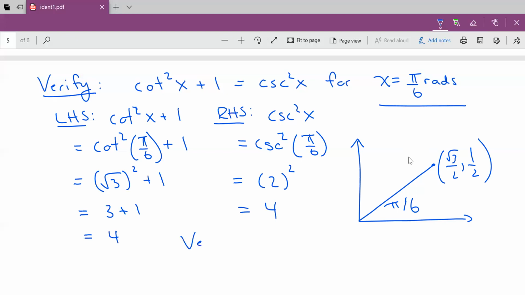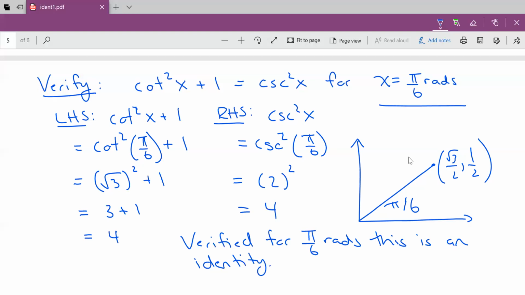So we verified for pi over 6 radians. This is an identity. We haven't proved that this is true for all values. There's the big difference between a proof and a verification.